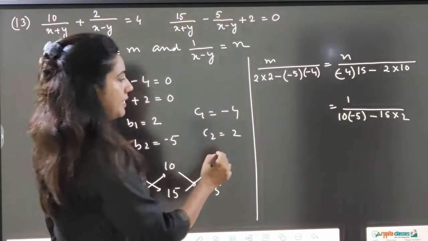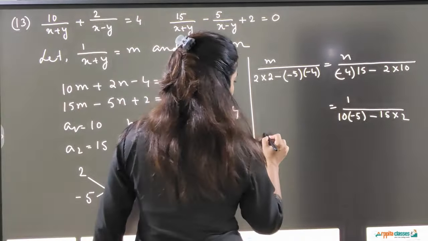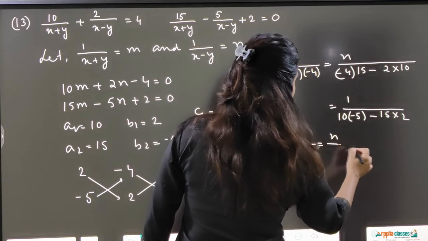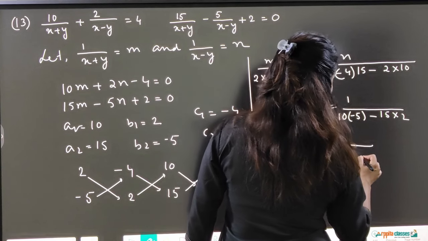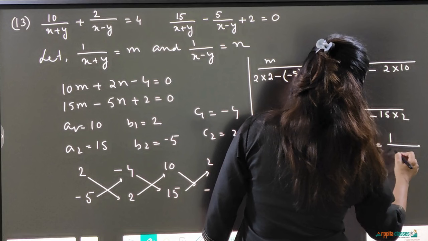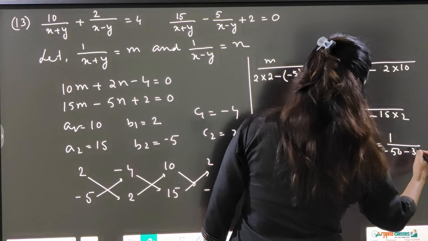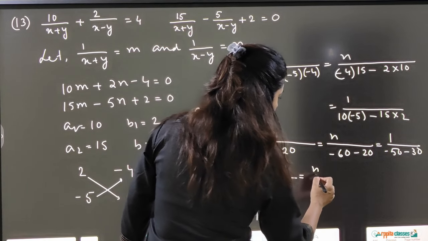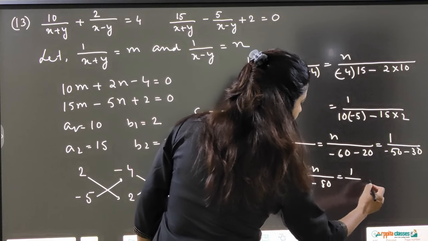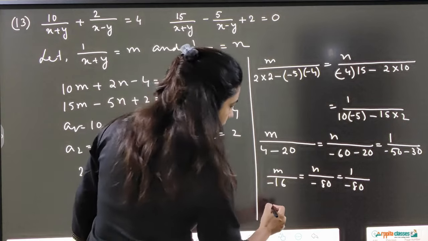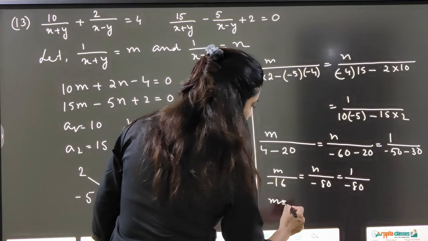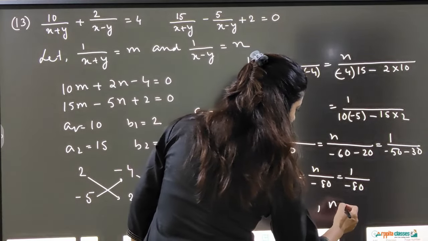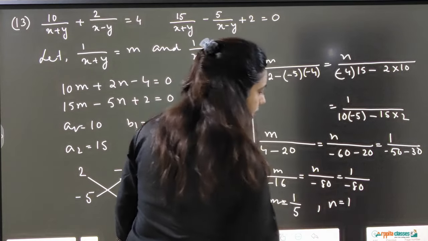Okay, now we'll simplify this. So it will be m upon 4 minus 20, n upon minus 60 minus 20, 1 upon minus 50 minus 30. So it's coming m upon minus 16, n upon minus 80, and 1 upon minus 80. So from here we get m is equal to minus 16 upon minus 80, that's 1 upon 5, and n is equal to minus 80 upon minus 80, that is 1.